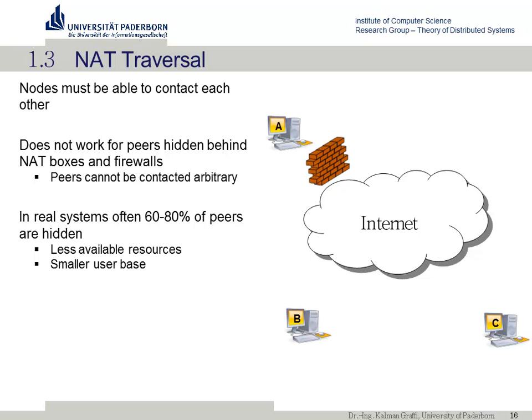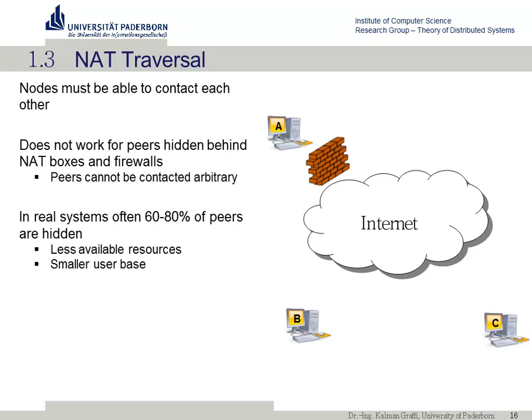So NAT traversal is very important, and just for example, what is NAT? That stands for Network Address Translation, and the main idea why we need it and why we discuss it is that every node must be able to contact each other. So node A must be able to contact node B and node C and vice versa. But we have the problem that with NAT boxes and firewalls, we have a specific wall which cannot be contacted from outside. And this is quite often occurring.